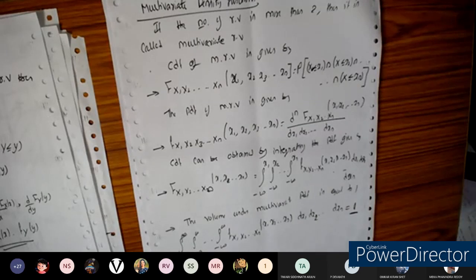So the area, the volume under the PDF, is equal to 1.